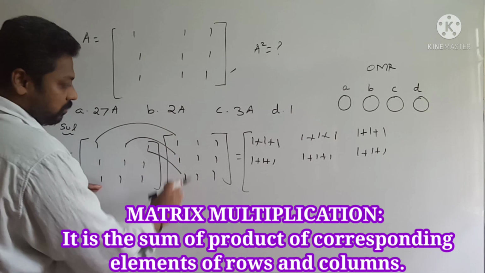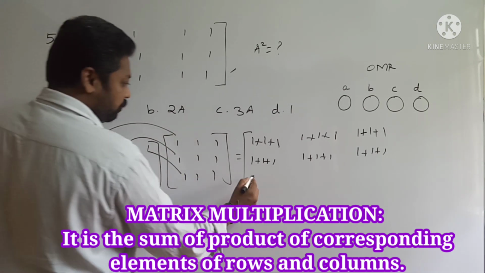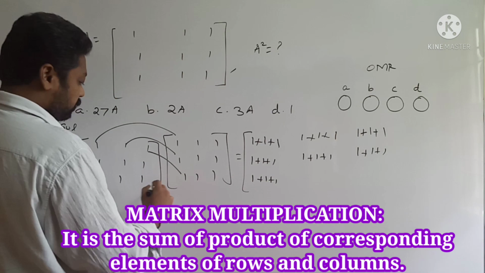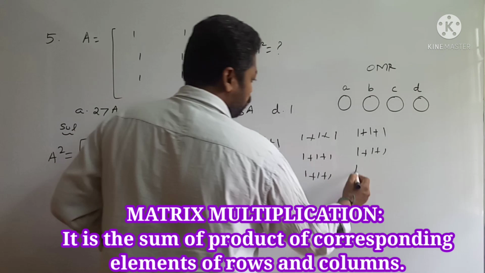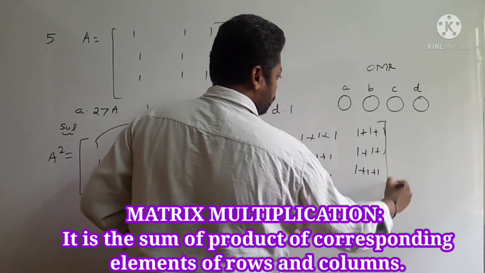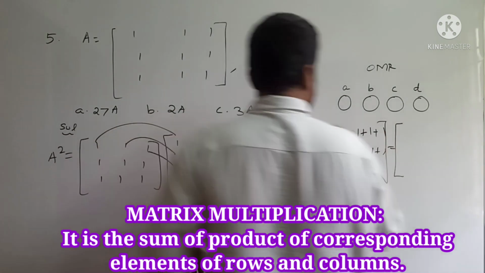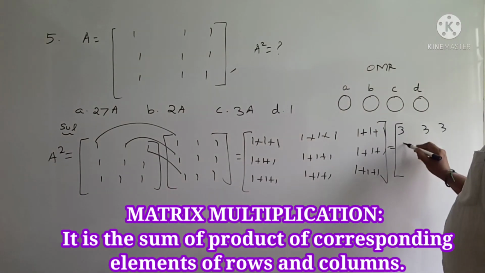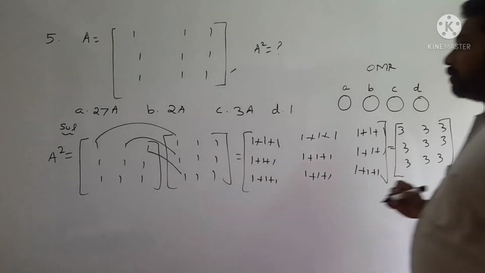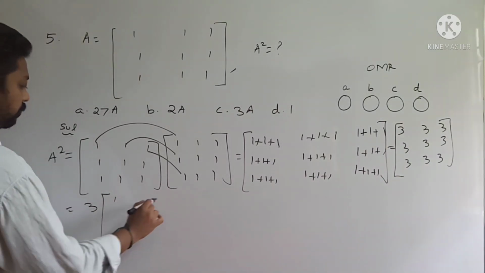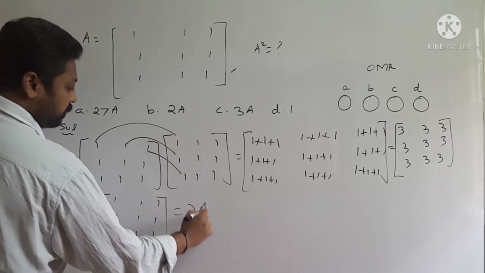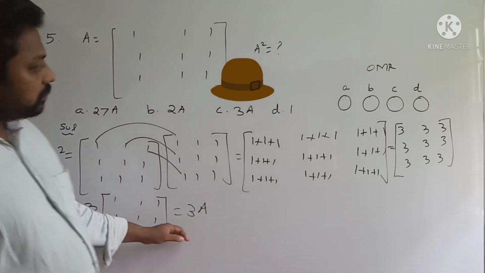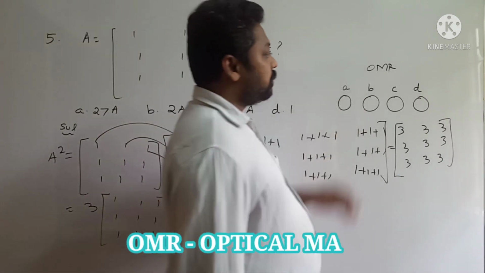Now third row with all the three columns. Third row, first column: 1 plus 1 plus 1. Third row, second column: 1 plus 1 plus 1. Third row, third column: 1 plus 1 plus 1. So what we get is 3 3 3 3 3 3 3 3 3, which is nothing but 3 times the matrix 1 1 1 1 1 1 1 1 1. So we can say it is 3A. Which option is 3A? Option C. You can shade it in the OMR sheet.